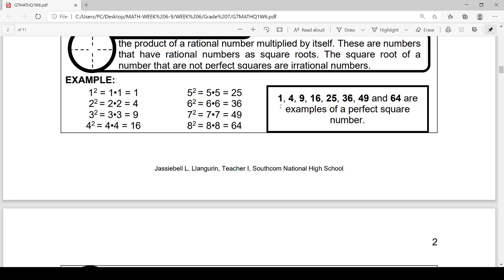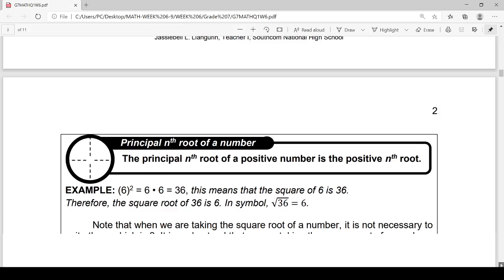Therefore, these results are examples of perfect square numbers. So those are perfect square numbers.